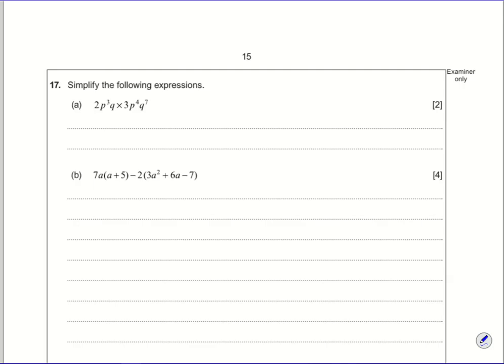So 2 times 3 is 6. We've got p cubed and p to the power 4. Add them together, you've got 7. So p to the power 7. We've got q to the power of 1 and q to the power of 7. Add them together, that's q to the power of 8.